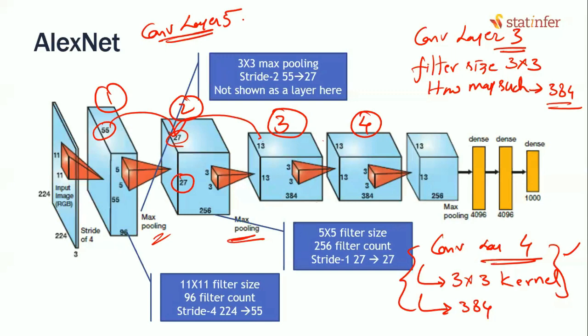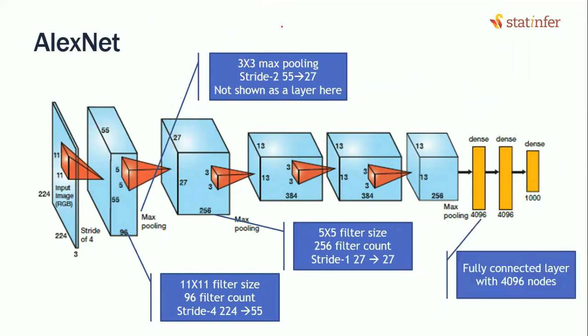Then convolution layer 5, the last of the convolutions. Can you give me complete details of this? This convolution layer is a result of applying a 3 cross 3 filter matrix. How many such filters? 256. That's it. These are all the details of these convolutions.